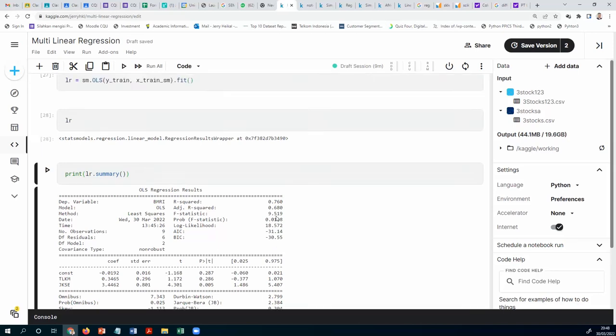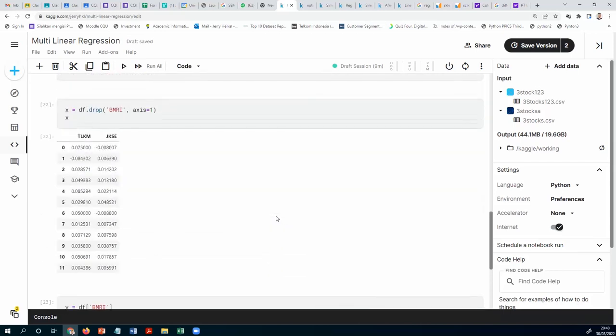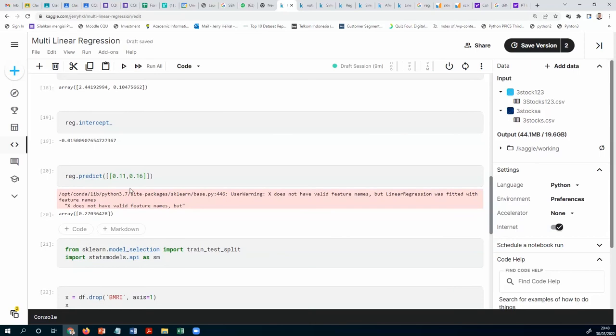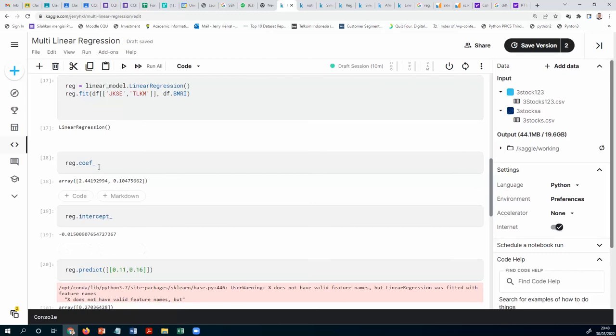Okay, and then the second one: can you go back to the predict? Yes, this one. So these numbers 0.11 and 0.16, where do we get them? They are the return on the Jakarta Stock Exchange and the return of Telkom. So we would like to calculate the return of Mandiri. Is this one already in the data set, or do we calculate it, or predict it? We predict it using the coefficients and the intercept.